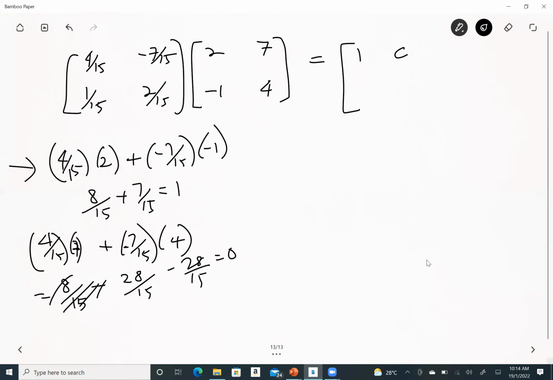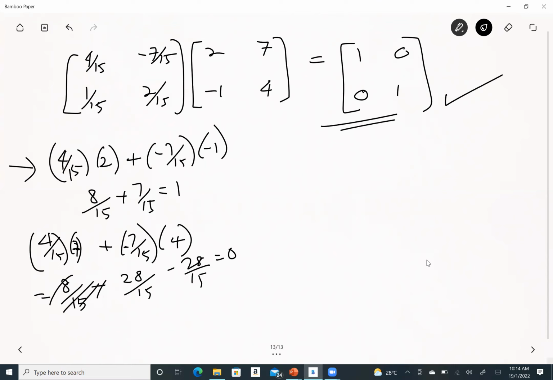So here, 0. Now, you multiply the other terms. Do you get 0 and 1? You should. Anybody multiply? You got 0 and 1? Yes. Okay, good.